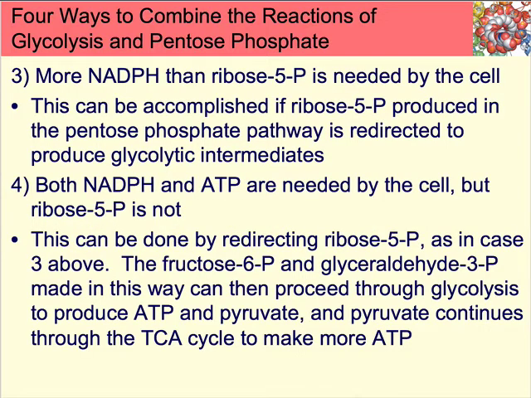Case 3 is if more NADPH than ribose 5-phosphate is needed by the cell. This can be accomplished if ribose 5-phosphate produced in the pentose phosphate pathway is redirected to produce glycolytic intermediates. And in case 4, we imagine that both NADPH and ATP are needed by the cell, but ribose 5-phosphate is not. This can be done by redirecting ribose 5-phosphate, as in case 3 above. The fructose 6-phosphate and glyceraldehyde 3-phosphate made in this way can then proceed through glycolysis to produce ATP and pyruvate, which continues through the TCA cycle to make more ATP.